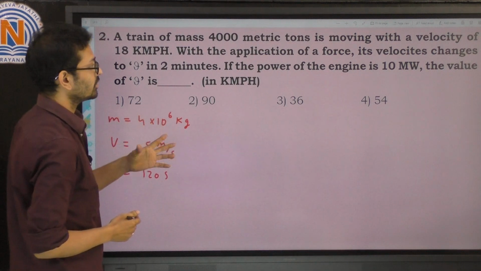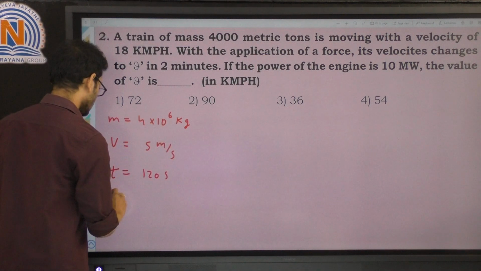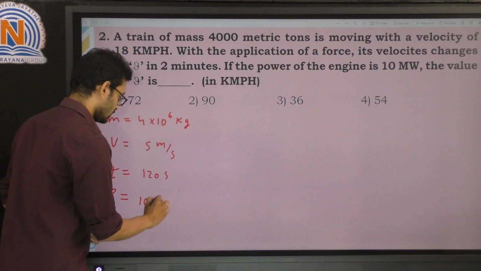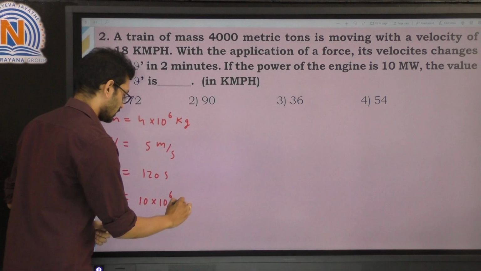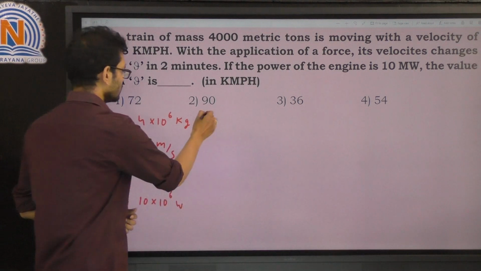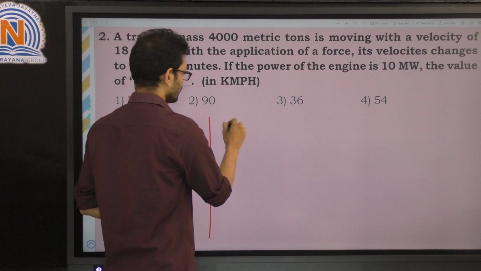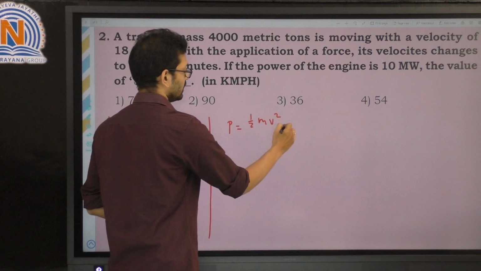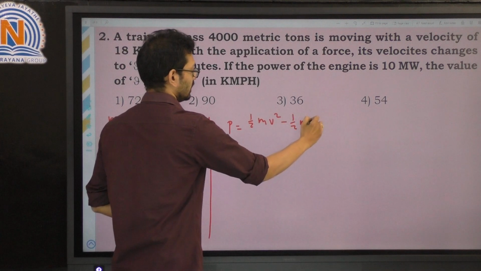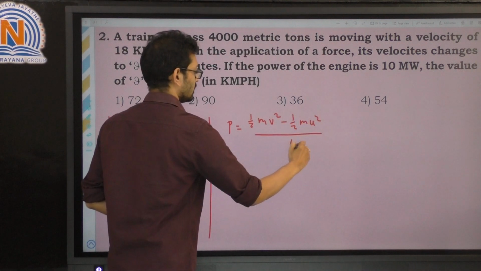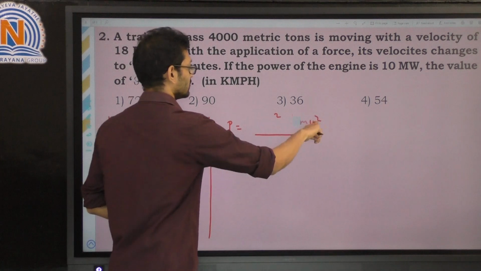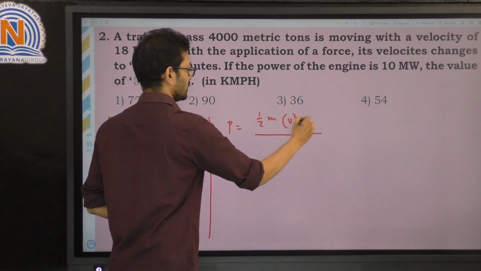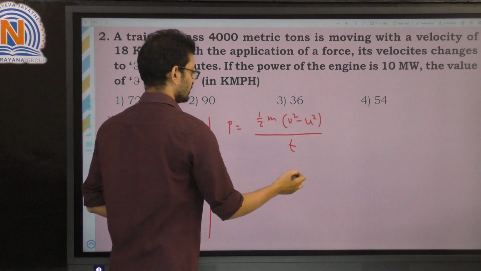Okay, so the power of the engine is also given. P is given as 10 megawatts. So I am going to write 10 into mega, which is 10 power 6 watt. So let me find out. The formula for this is P equals half m v square minus half m u square by T. Now I would like to write it like this: half m (v square minus u square) by T.